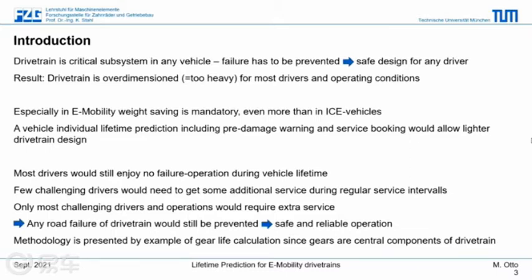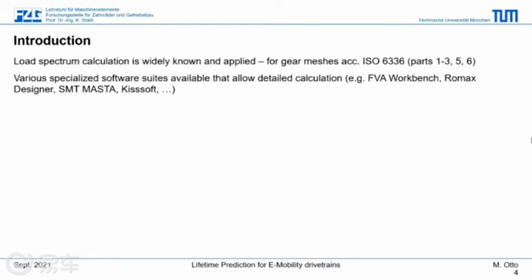This means most drivers would still enjoy no failure operation during vehicle lifetime. Few challenging drivers would need to get some additional service during regular service intervals. And only the most challenging drivers and operating conditions would require extra service. That means any road failure of the drivetrain would still be prevented, and safe and reliable operation would be guaranteed. The methodology is presented by example of gear life calculation, since gears are central components of drivetrains.